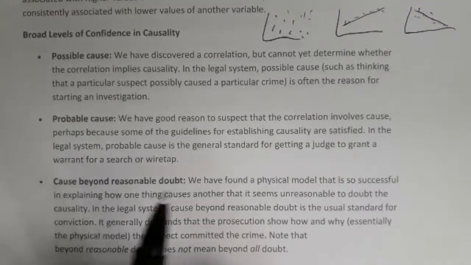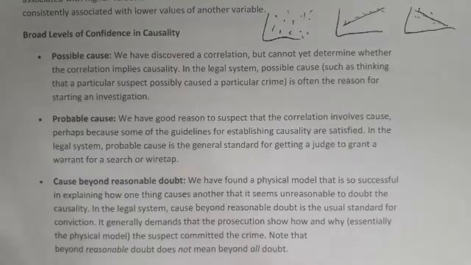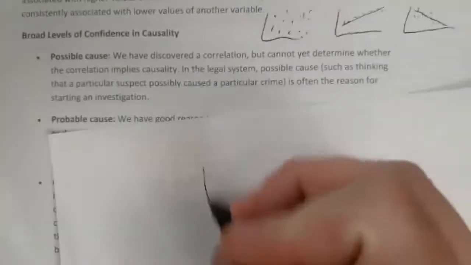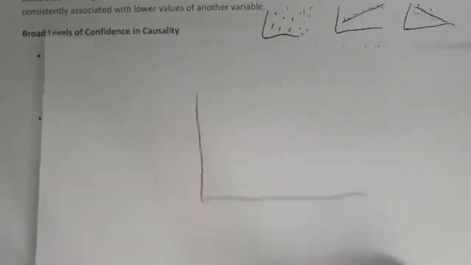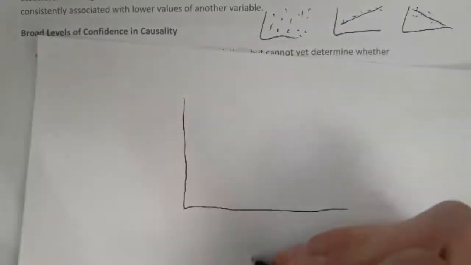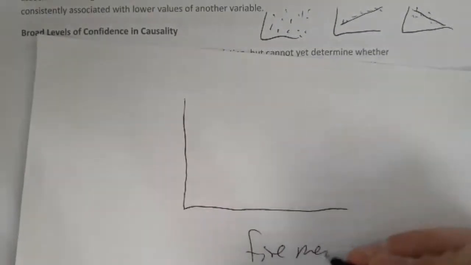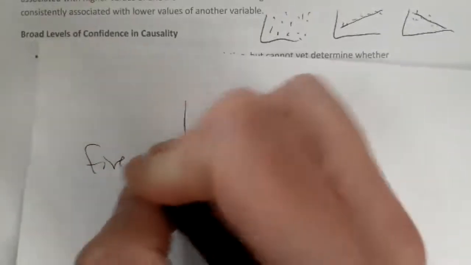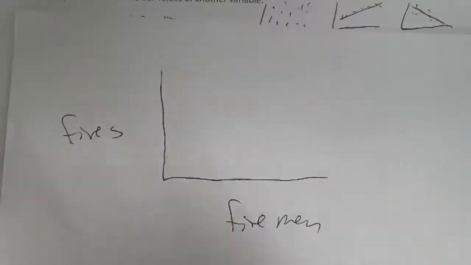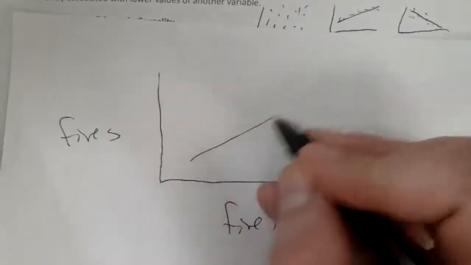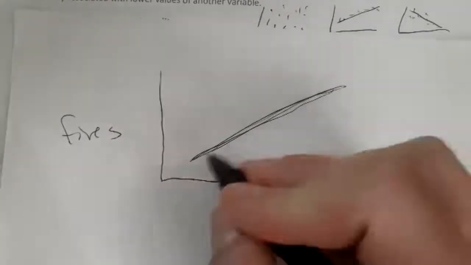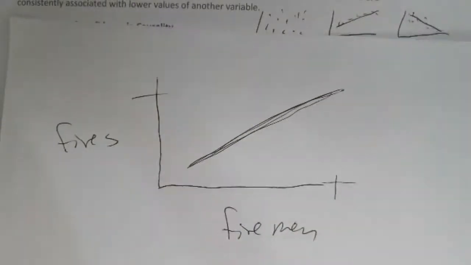But we have to actually talk about the mechanism in order to get a causal link, because correlations themselves do not give you causes. And there's a really famous example. They don't give you causes, and they don't necessarily give you the direction of the cause. If we count the number of fires and the number of firemen, those things are going to be really, really positively correlated. The more firemen I have, the more fires I have.